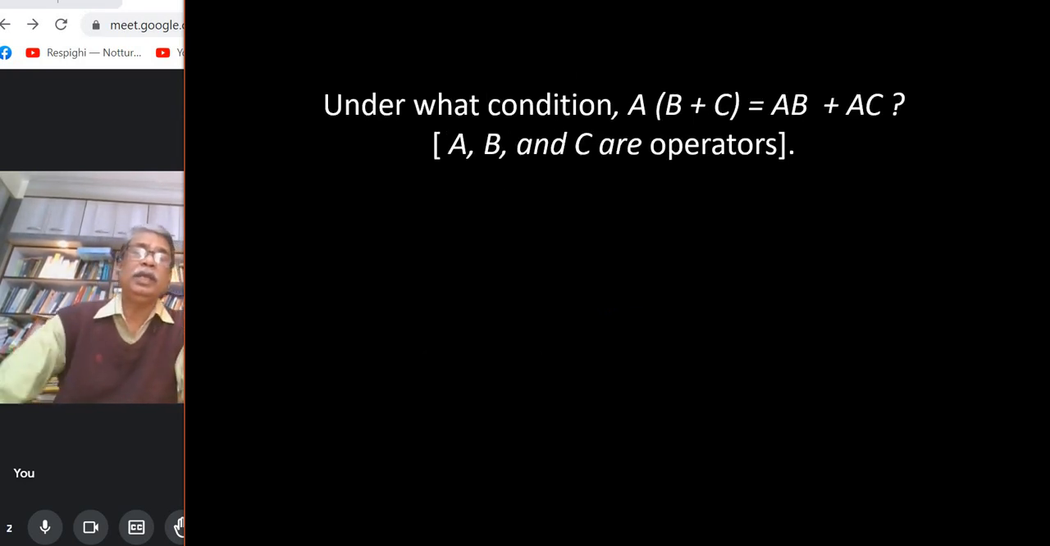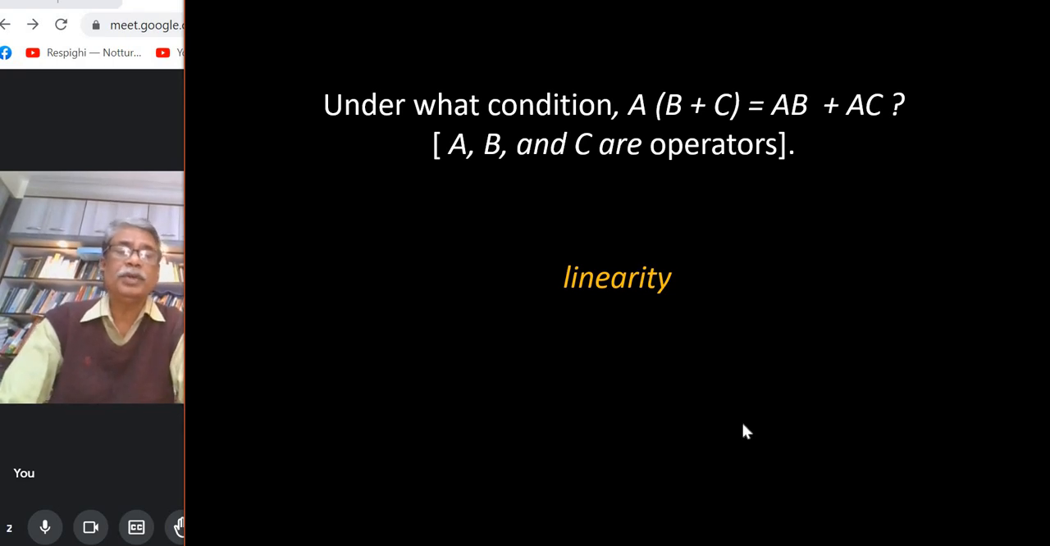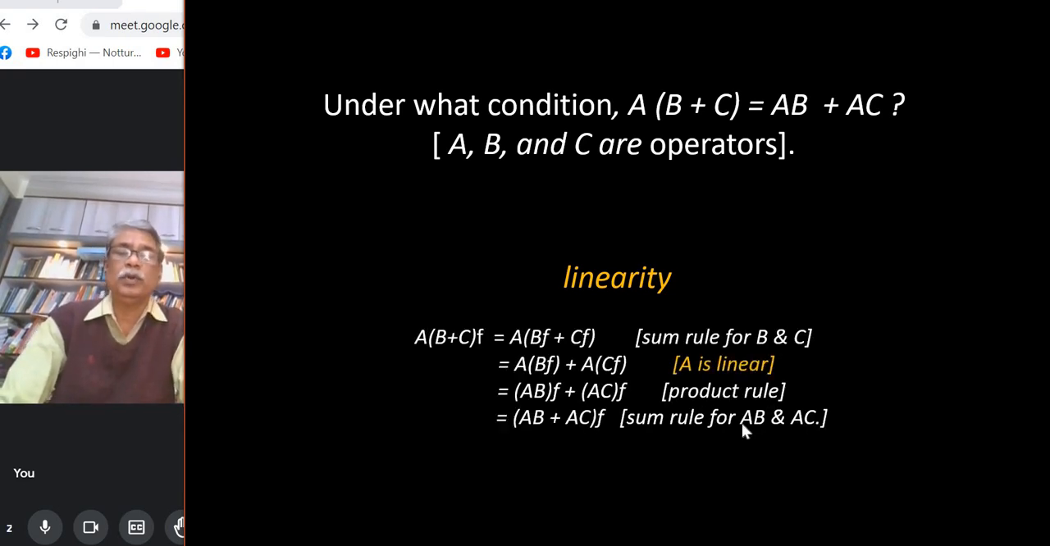Well, under what condition is A(B+C) equal to AB plus AC? A, B, C are all operators. Okay. Of course, linearity. It looks so obvious, but actually it includes a few hidden lines. So let us explore. A(B+C), the left hand side of this equation, applied on f. So it gives you A(Bf + Cf), but it's not obvious. It is the sum rule for the B and C operators. And now, if A is linear, then only can you write A(Bf) plus A(Cf).